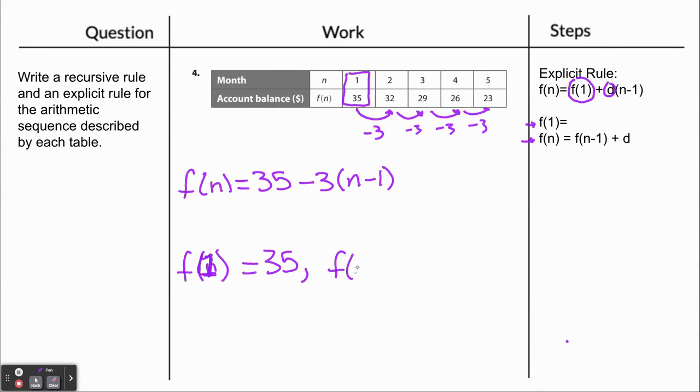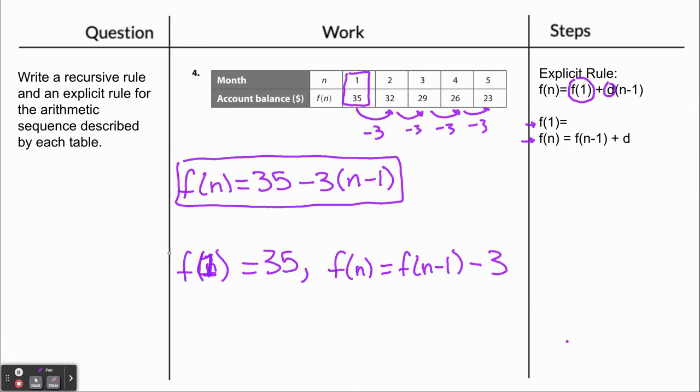So the second part here is f of n equals f of n minus 1, because this just represents the previous term, so that stays there. And then plus the difference. In this case, I'm going to use subtraction. And so there is our recursive rule. So our explicit rule right here, our recursive rule here, and we're good to go.